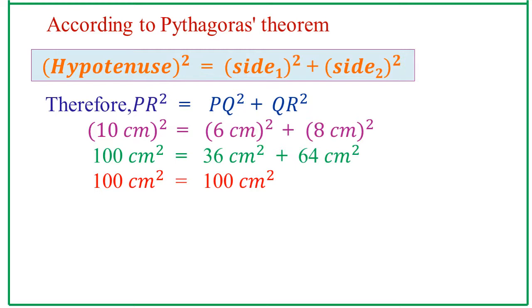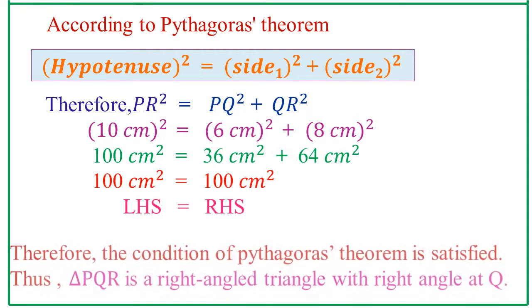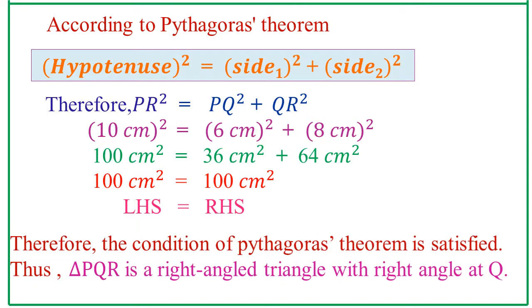We can add the values. We get 100. So 100 cm squared equal to 100 cm squared. LHS equal to RHS. The condition of Pythagoras theorem is satisfied. Thus, triangle PQR is a right angle triangle with right angle at Q.